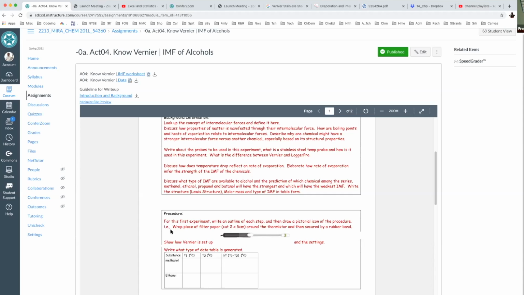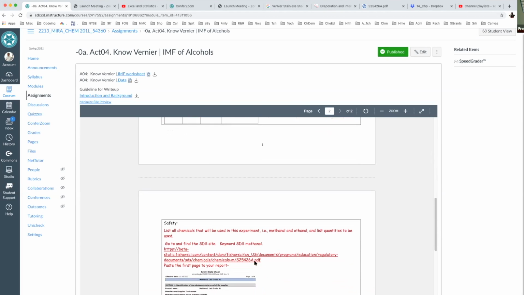For example, one of the steps is to wrap a piece of filter paper that's cut out in 2 by 5 centimeters around the thermistor. This temperature probe is also called a thermistor, and then secure by a rubber band. Okay, show how Vernier is set up and the settings, and then this is the data table that's going to be put in. In terms of safety, this is all the chemicals that will be used.